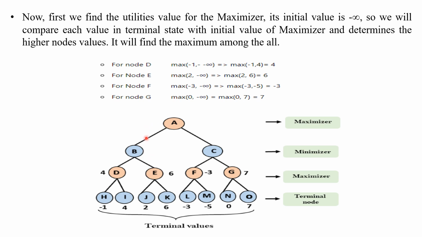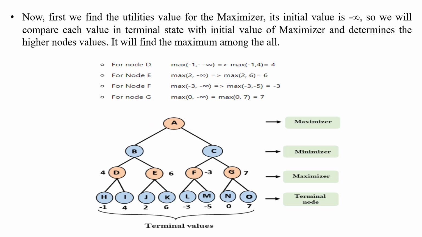Similarly, for nodes F and G, we have to find the maximum value. For node F, minus 3 is the maximum value, and for node G, 7 is the maximum value. Then find the node value of C. We find the minimum value of C; among these two, minus 3 is the minimum. So the node value of C is minus 3, and the node value of B is 4.